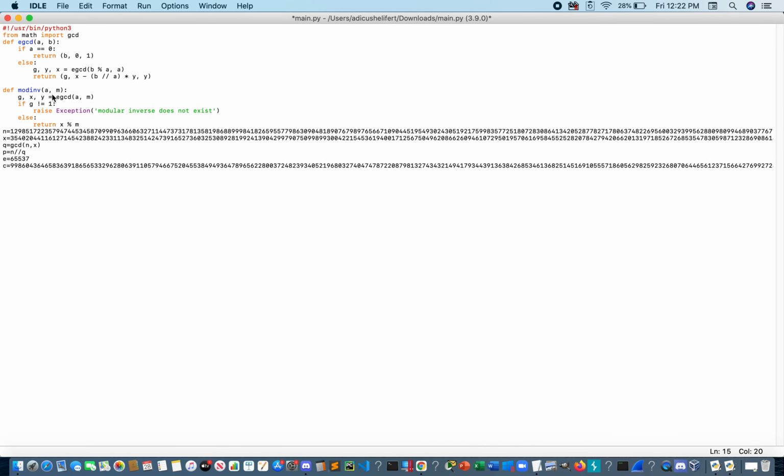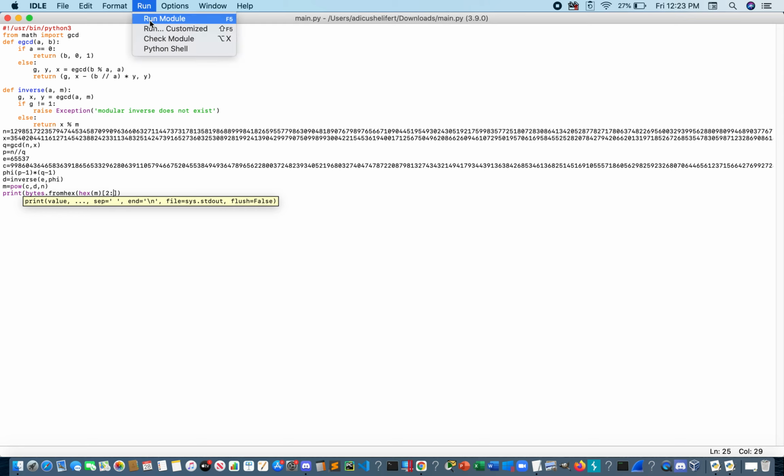Alright, so we need to find the value of phi, which is equal to p minus 1 times q minus 1. D will be the inverse, so let's rename this function to inverse, and then inverse of e and phi. M will be c to the power of d modulus n, and then we can convert m to hex and then decrypt the hex. Let's run it to see if this even works or not.